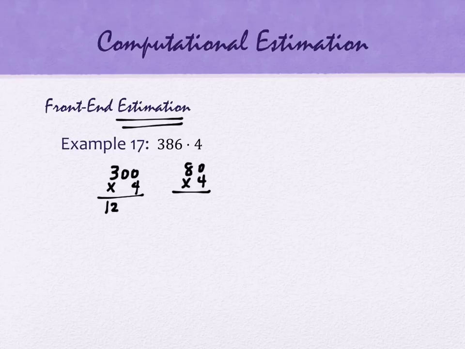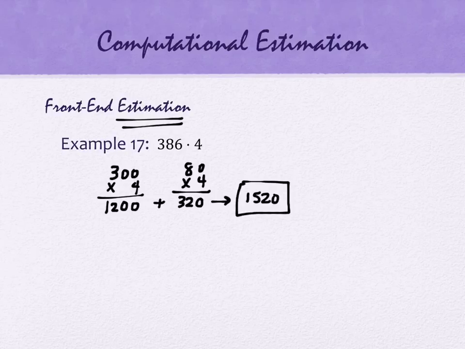So 300 times 4 is 1,200. 80 times 4 is 320. And if I combine these together, I get 1,520. Now, of course, it's exactly 24 off because I didn't do the 6 times the 4. But this is an estimate for this particular problem using front-end estimation.